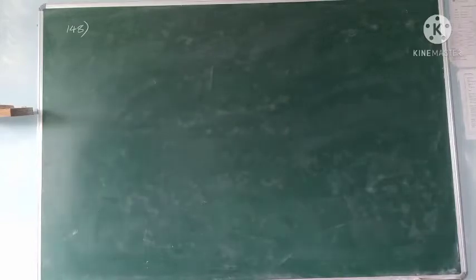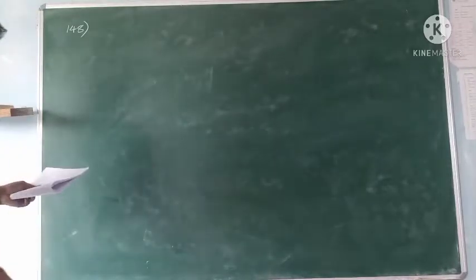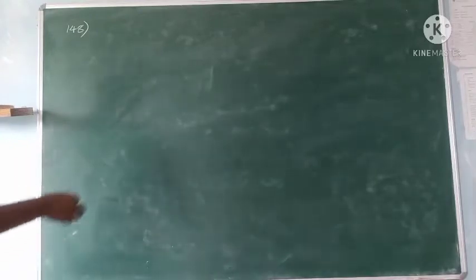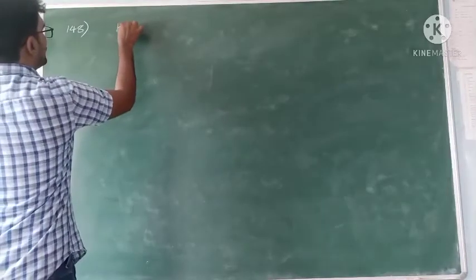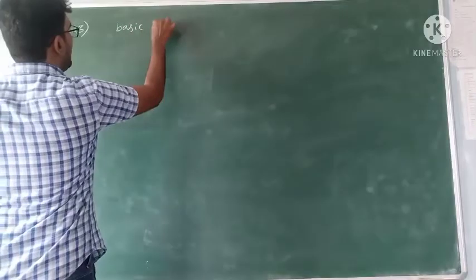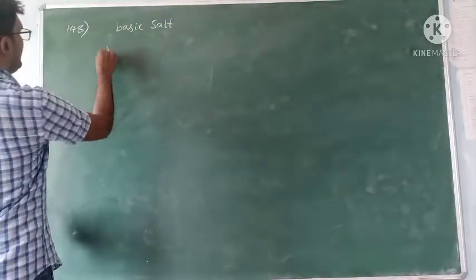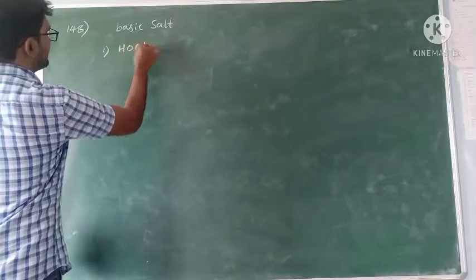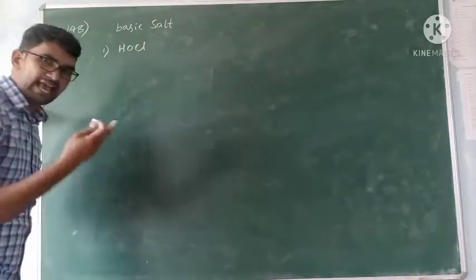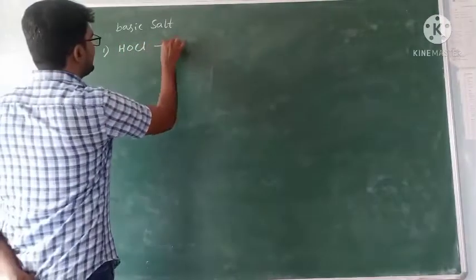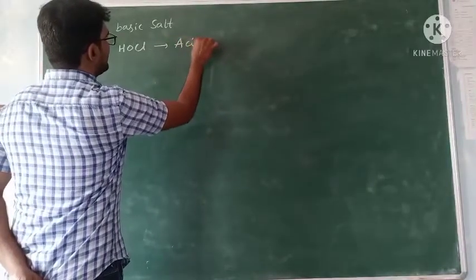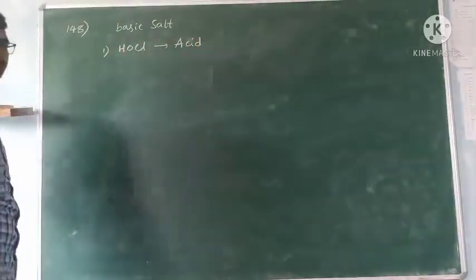Next one, 148. In this one, which is the basic salt? You have to observe. Which is the basic salt we have to identify. First check the options. First one, HOCl is given. HOCl is an acid. It is very clear. It is an acid, so it is not a base.